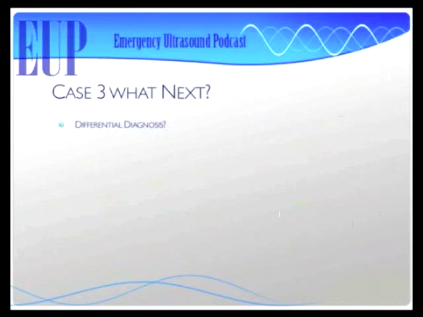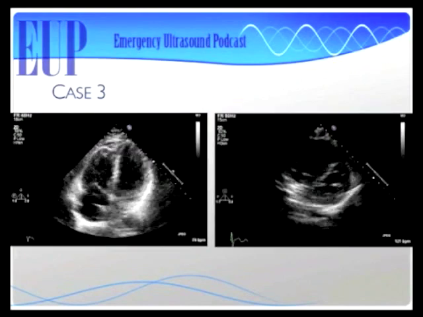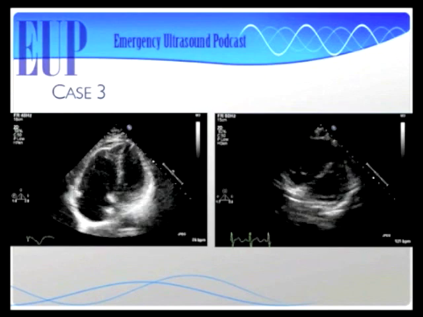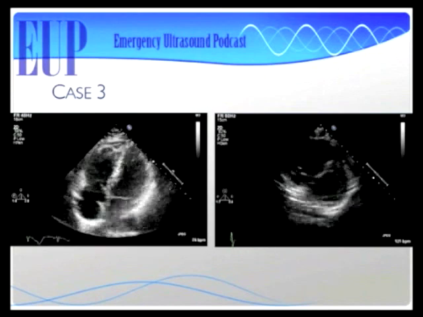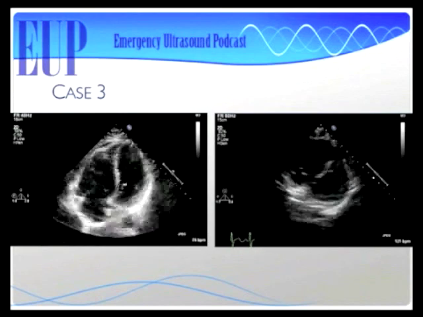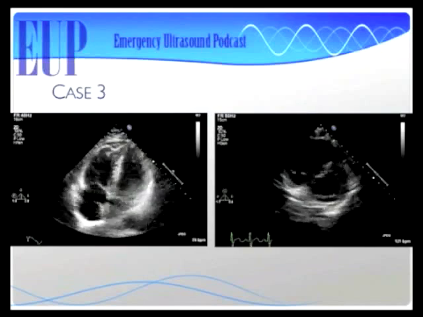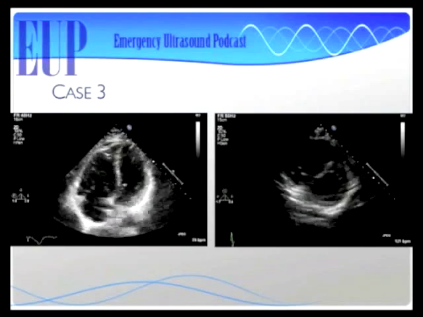Okay, good point. So, what are we going to do? We're going to do an ultrasound. All right. So here's our apical 4 view, and then this time I threw a curveball at you and gave you a parasternal short axis. So the apical 4 is on the left, parasternal short axis on the right. What do you see, Matt?